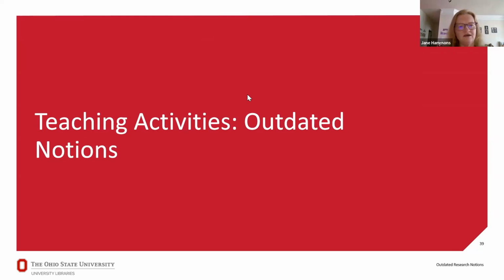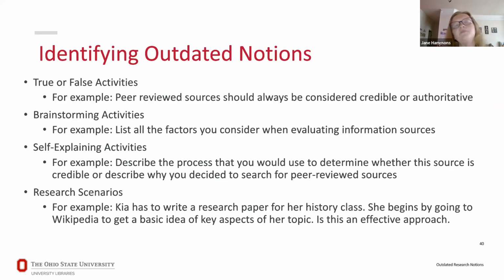Teaching activities. All right, so really quickly, one of the things that you might wonder is, how do I know what outdated notions students actually have? I want to be able to address the misconceptions or misunderstandings that students might have, but I don't know exactly what they are. So there are a lot of different, fairly quick activities that you can do to get some idea of what might be guiding students' search or evaluation processes. I use true false activities a lot. Give them statements, examples of the ones that we did. Peer-reviewed sources should always be considered credible, and have them tell you whether or not they're true or false.